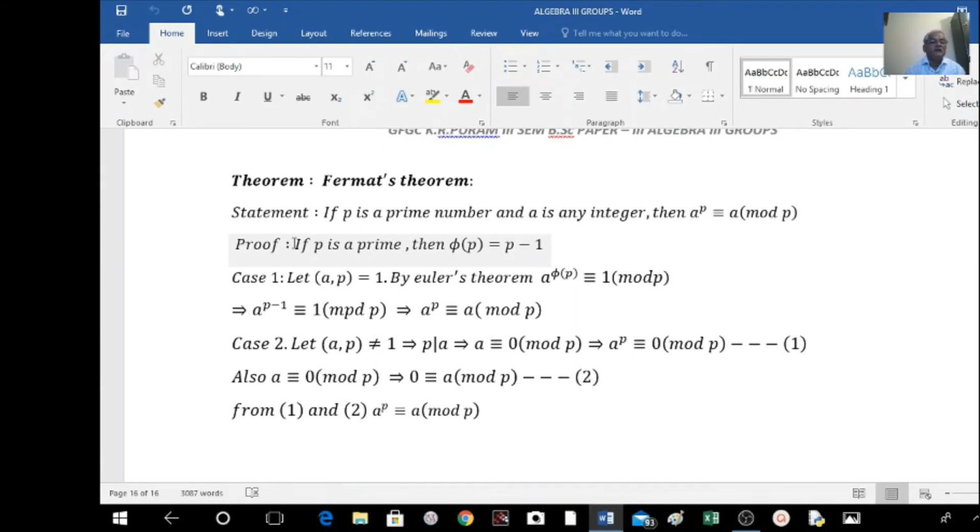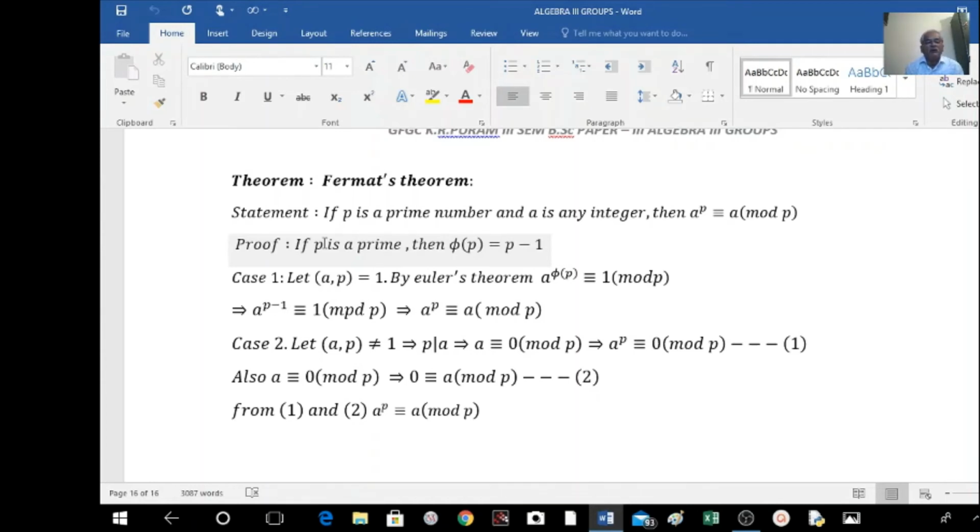Okay. Now first I will consider: if p is a prime number, then phi of p equals p minus 1. That means the number of integers which are less than p and relatively prime to p. If p equals a prime, say 5, then how many integers are relatively prime to 5? 1 is relatively prime to 5, 2, 3, 4, totally 4. And suppose if I take p equal to 7, then all of 1 to 6 are relatively prime to 7.